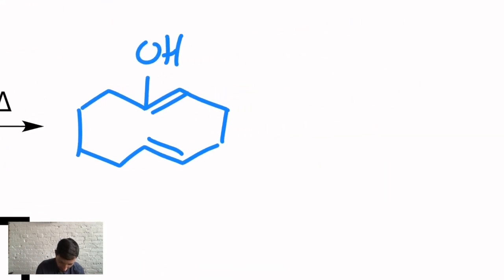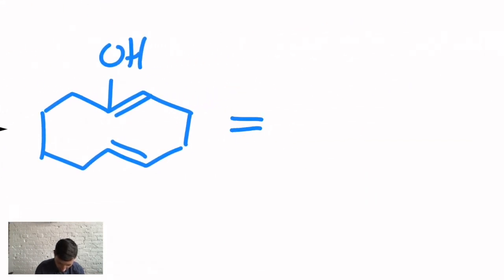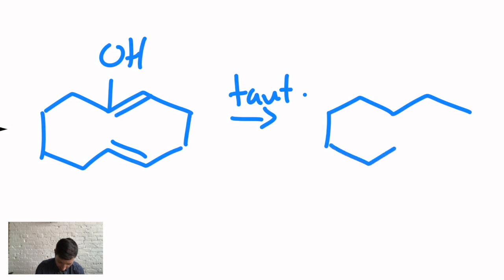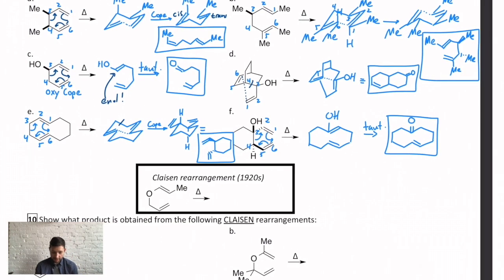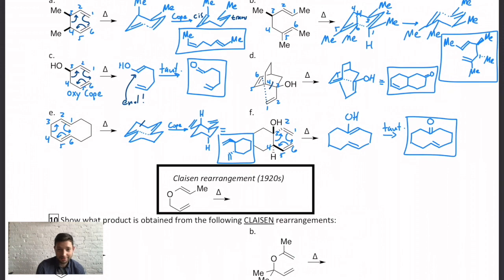There's my new bond there. This will tautomerize and you'll get a ketone at the top of your ring. Okay, so those are some pretty advanced cope rearrangement examples.